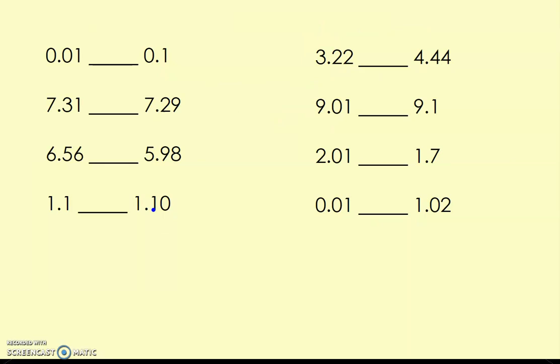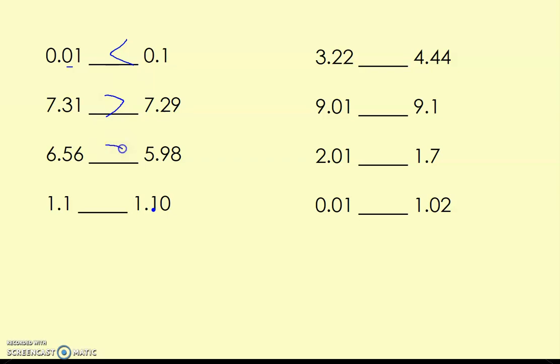So pause the video and see if you can figure out greater than, less than, or equal to on these decimals, and then you may press play to check your answers. So you should have your answers written down, and this is 100th, and this is 1/10. 1/10 is bigger. 7 and 31 hundredths is greater than 7 and 29 hundredths.